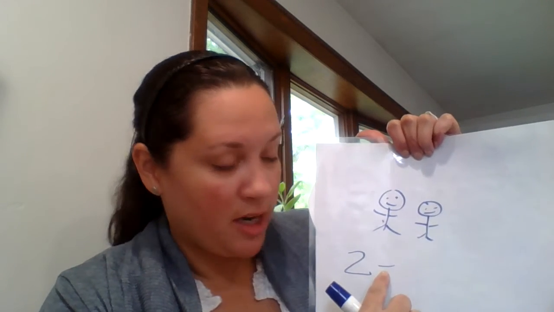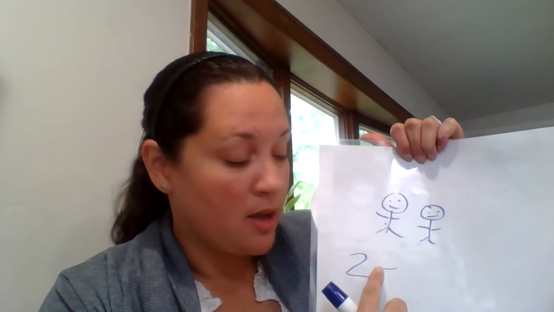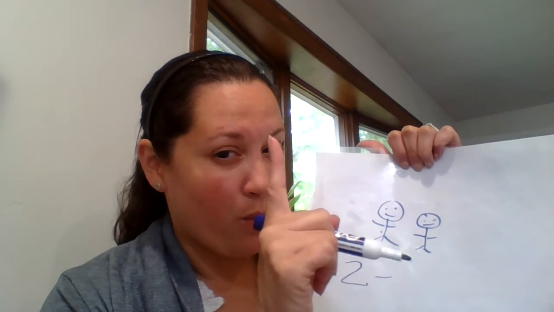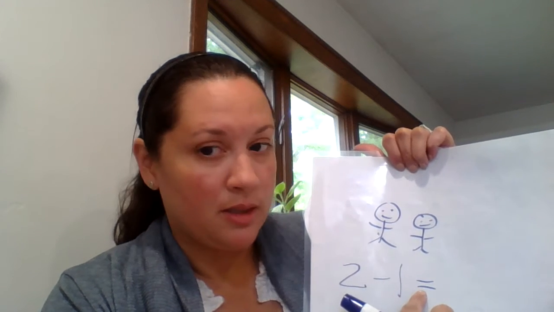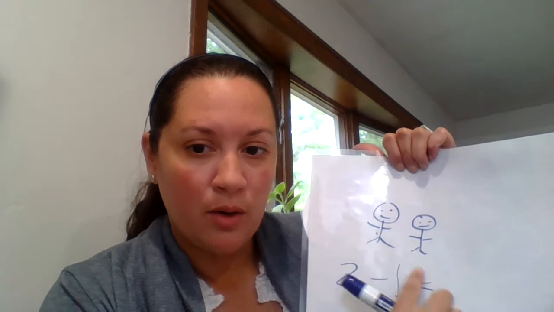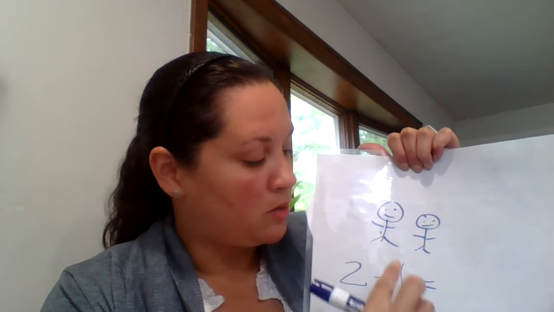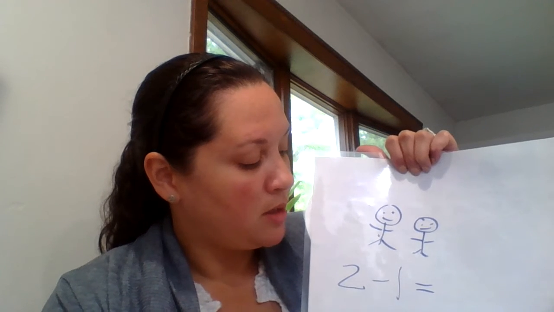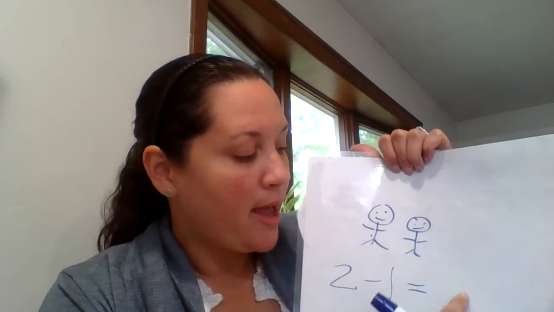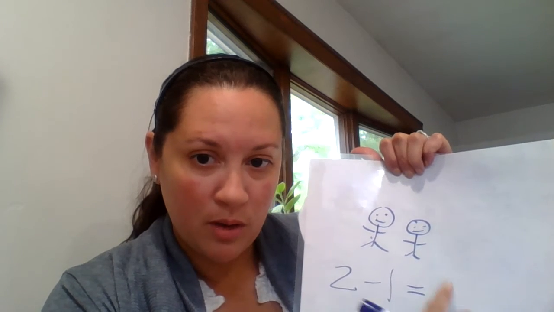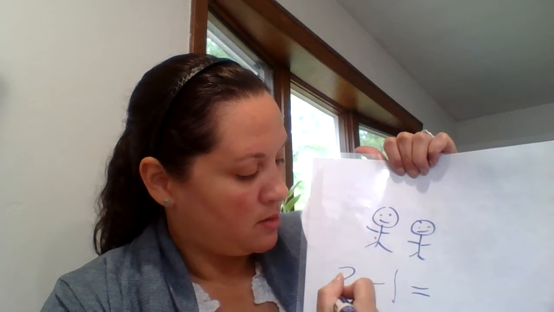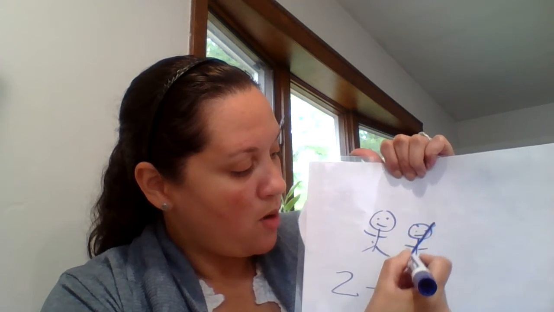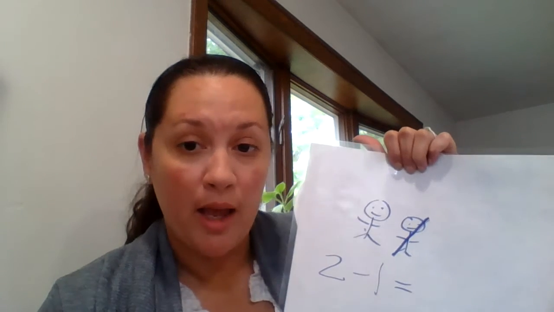Remember this sign means to take away, to subtract. I said 1 friend away. This little sign means how many are left, or equals to. So if I have 1, 2 friends, and 1 walks away, how many are left? Well, let's find out. 1, 2 friends. I have 1 walk away.